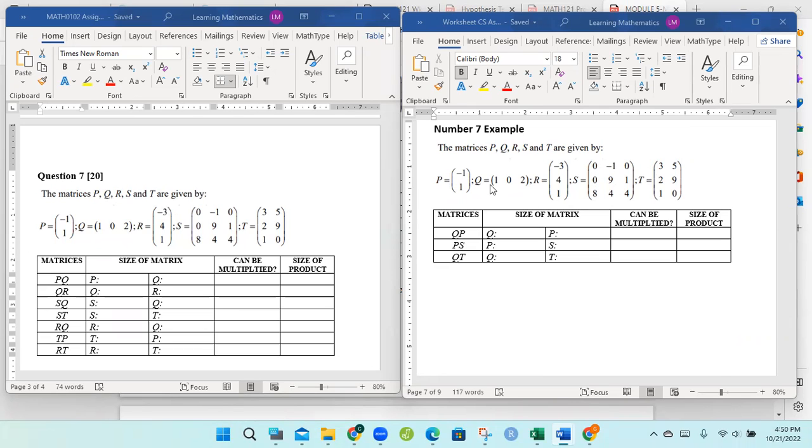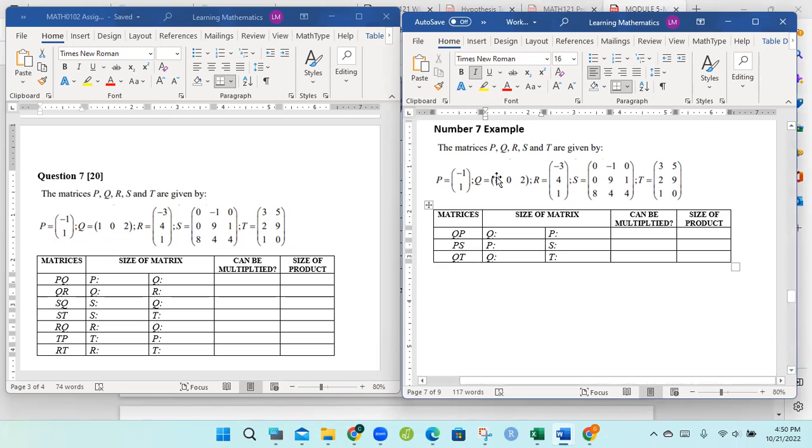Remember, for the size of a matrix, you must mention the row and then the column. So how many rows? Only one row and 3 columns. So the size of matrix Q is 1 by 3. 1 row, 3 columns.